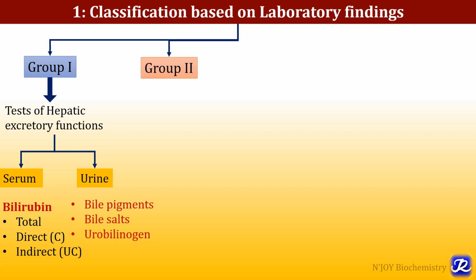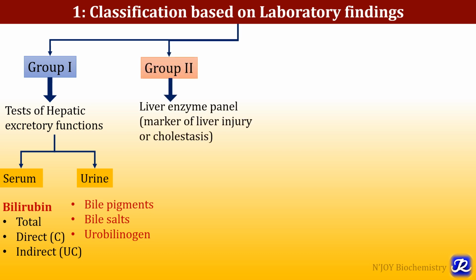The second group includes the liver enzyme panel, and these liver enzymes are markers of either liver injury or cholestasis. These various liver enzymes are AST, that is aspartate transaminase, ALT, that is alanine transaminase, ALP, alkaline phosphatase, GGT, gamma glutamyl transferase, and 5-nucleotidase. In the next video we are going to discuss all these enzymes in detail.